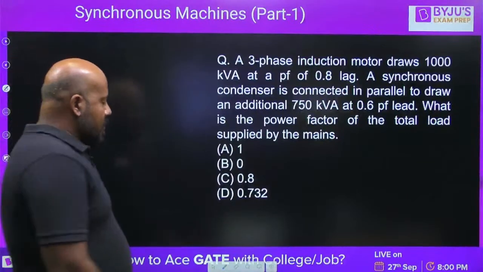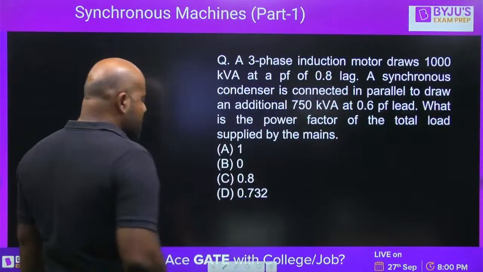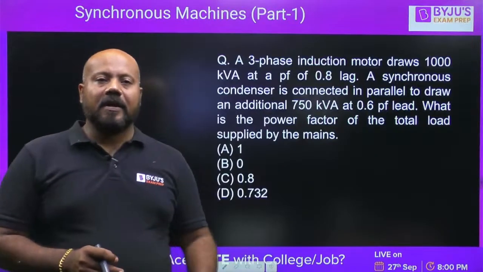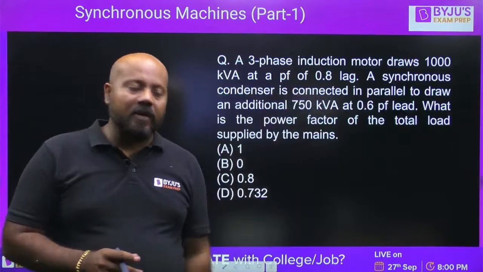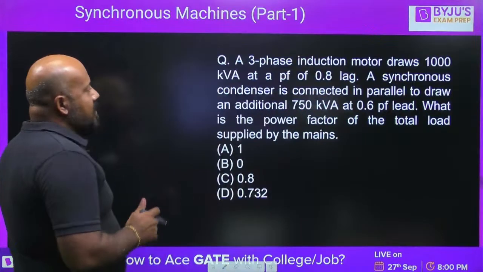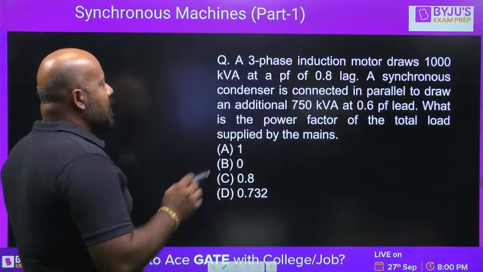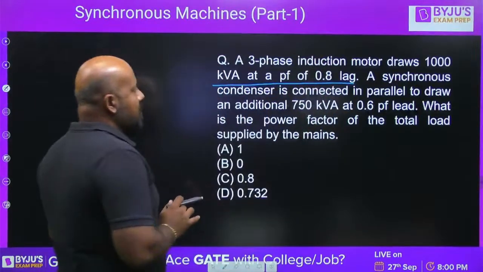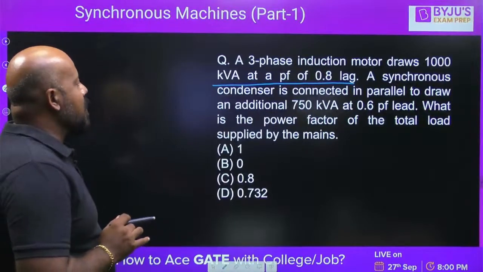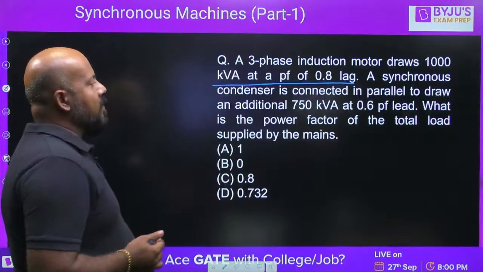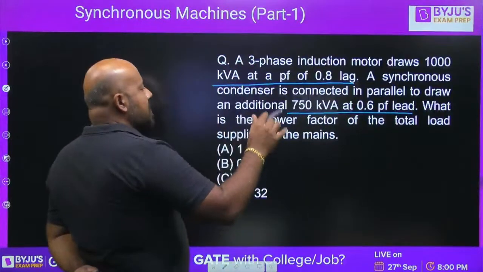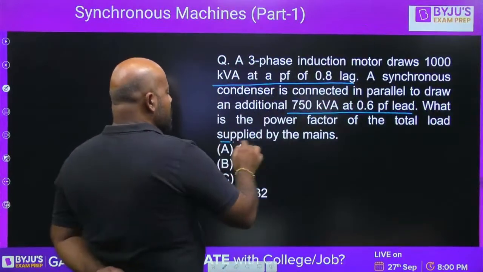Now let us see the next question. This is an interesting question because this question can be categorized into synchronous machines also. This can be categorized into power system also for reactive power compensation. He is saying a 3-phase induction motor draws 1000 kVA at a power factor of 0.8 lag. A synchronous condenser is connected in parallel to draw an additional 750 kVA at 0.6 power factor lead. What is the power factor of the total load supplied by the mains?